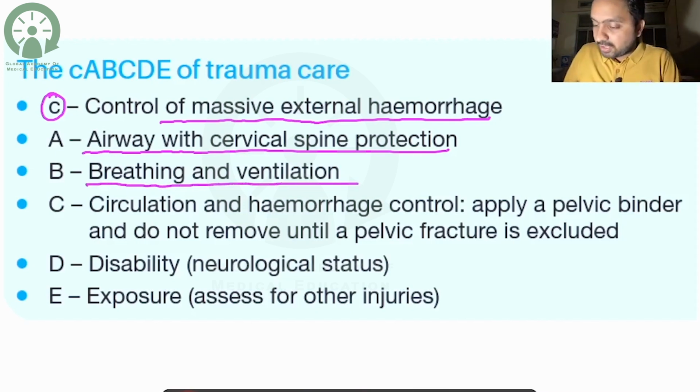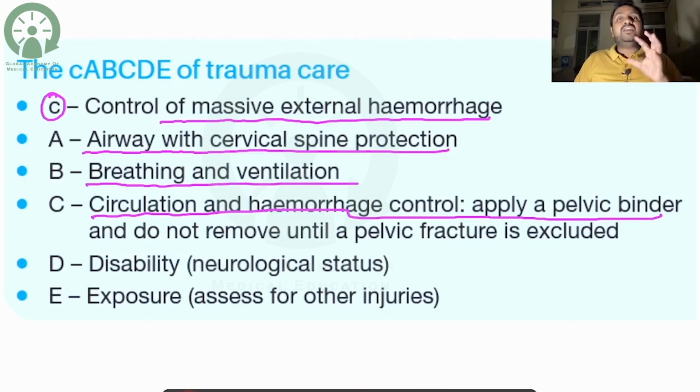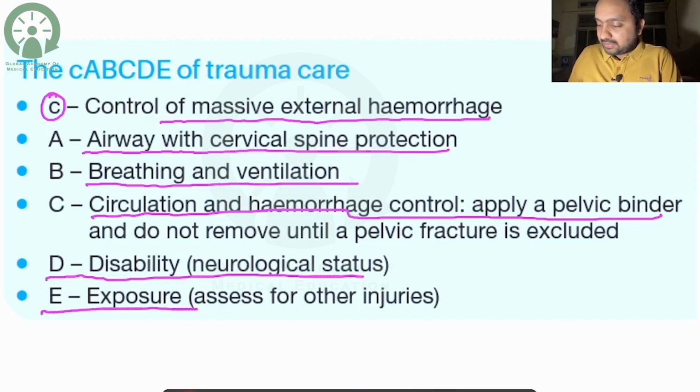C is your circulation and hemorrhage control. We apply a pelvic binder and do not remove until a pelvic fracture is excluded. D is your disability and E is your exposure.